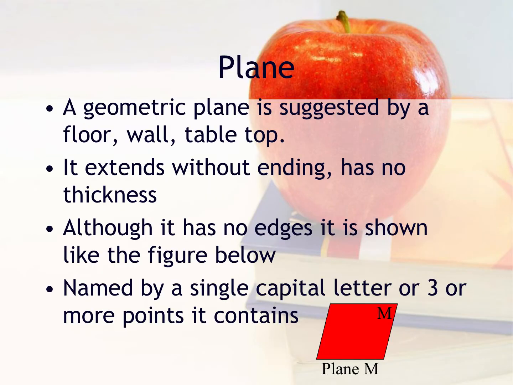So a plane, a geometric plane, is suggested by, or a good example would be, the floor, a wall, a tabletop. But what you have to imagine is that the floor goes forever. It doesn't end. It doesn't have any thickness. Same thing with the tabletop. All we're trying to look at it as is some kind of four-sided shape that goes on forever.